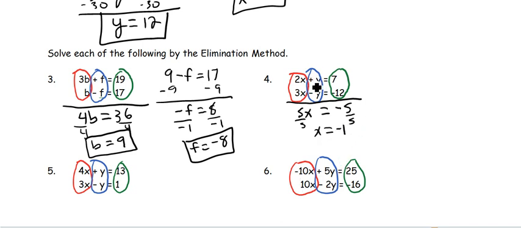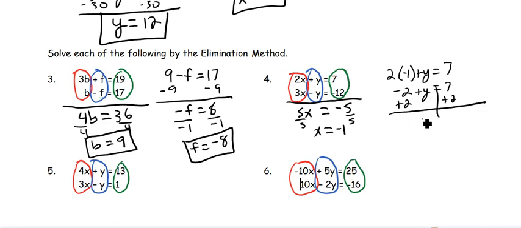Alright, so let's plug that back in. 2 times negative 1 plus y equals 7. Negative 2 plus y equals 7. Add our 2 back in. Y equals 9.